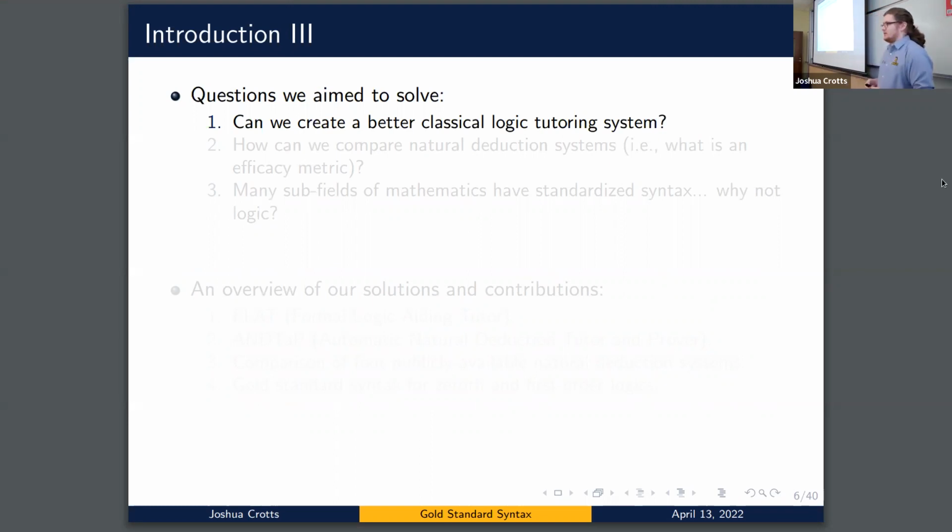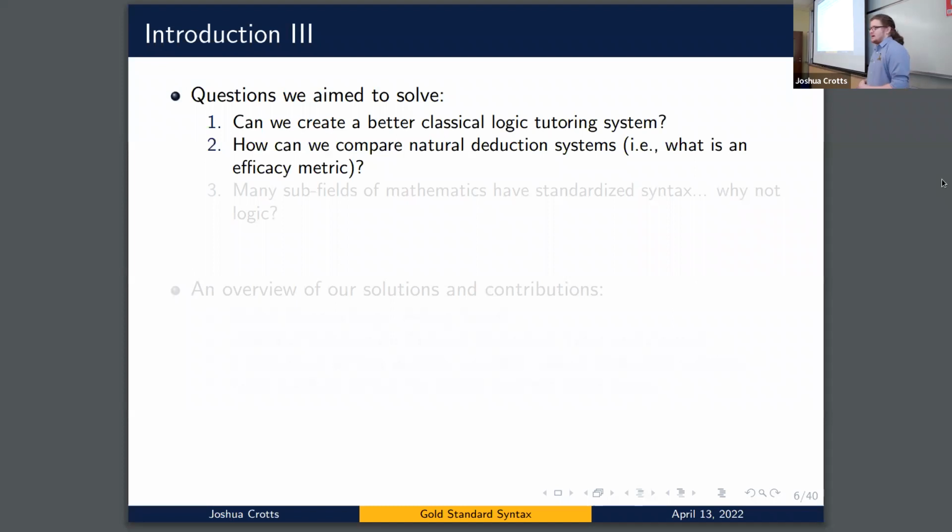So like I said, there are plenty out there, but we wanted to know if we can improve on the current state of the art. Two, how can we compare natural deduction systems? If you have multiple natural deduction systems, what makes one better than another? There's no well-defined metric for natural deduction systems, so we wanted to see if we could come up with one.